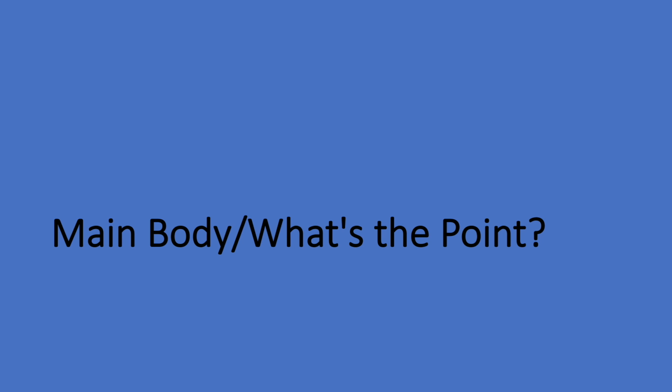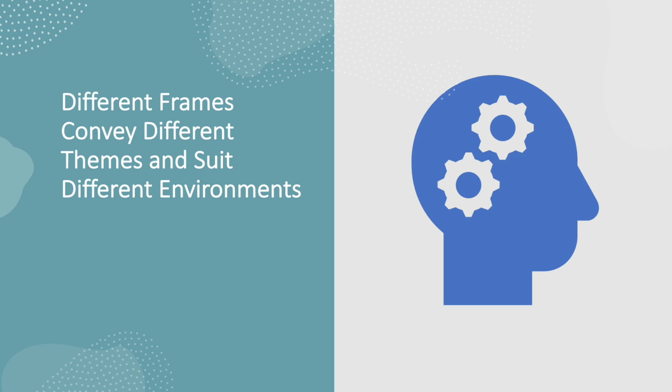So main body, what's the point, Peter? The point I am trying to make is different frames convey different themes and suit different environments. Essentially, video frames and aspect ratios are the perspective the audience is given into whatever content it is they are watching. By changing that window, we are able to alter the audience's perception.